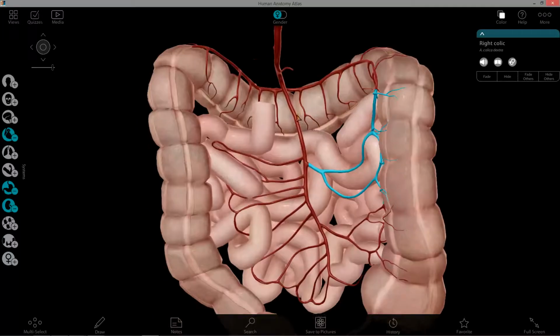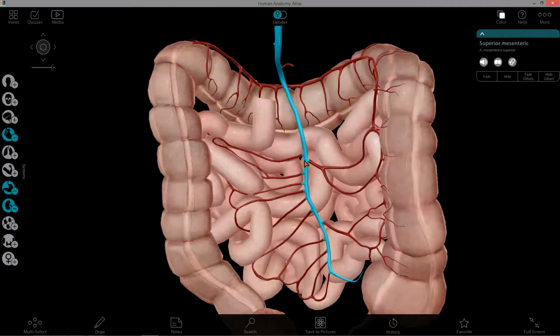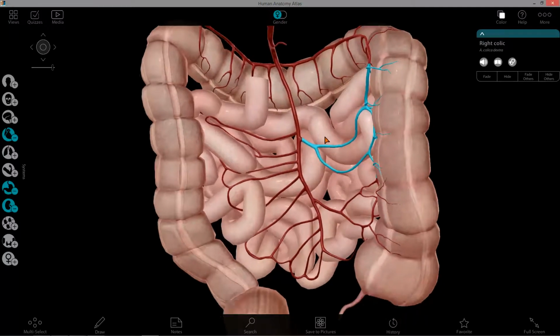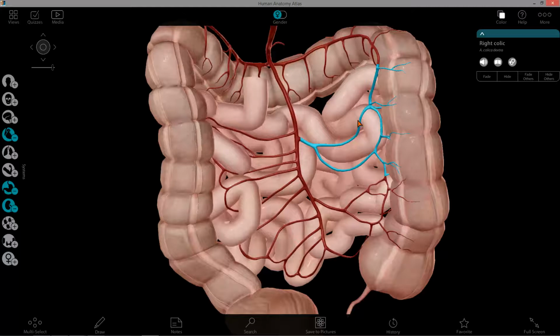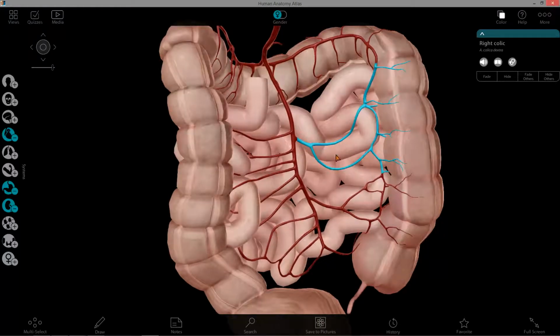But if we continue moving inferiorly, we will come across, as I had previously selected, the right colic branch, which anastomoses with the ileocolic inferiorly and the middle colic superiorly. And this is the ileocolic's colic branch to be specific. Now the right colic supplies the ascending colon, which I've highlighted here.